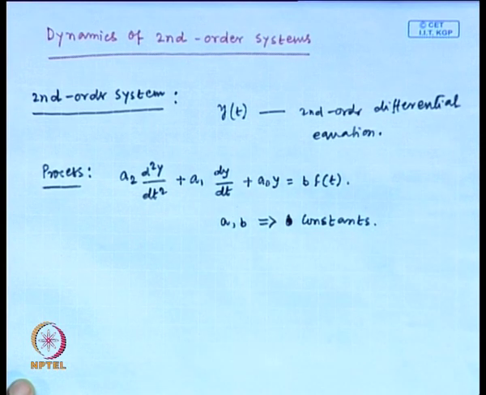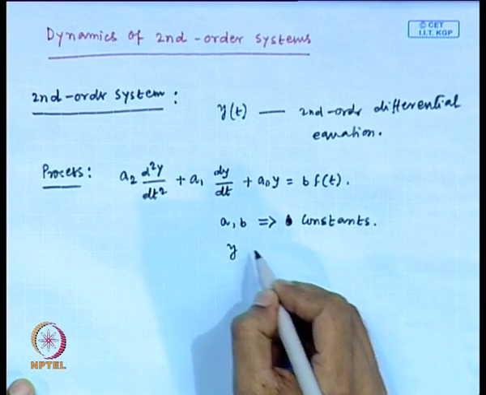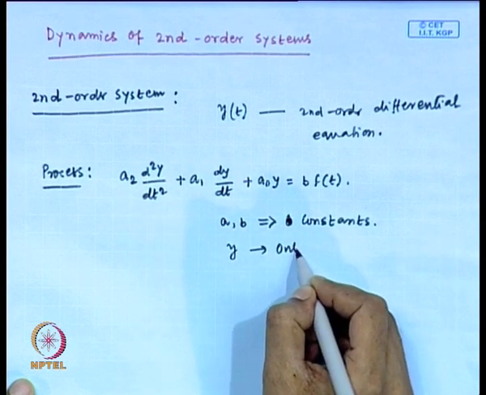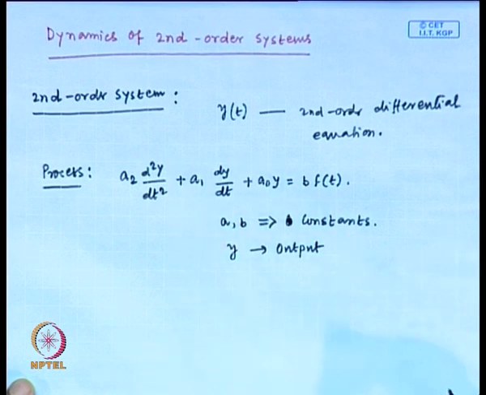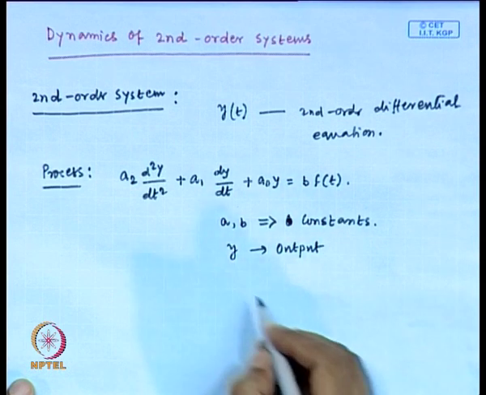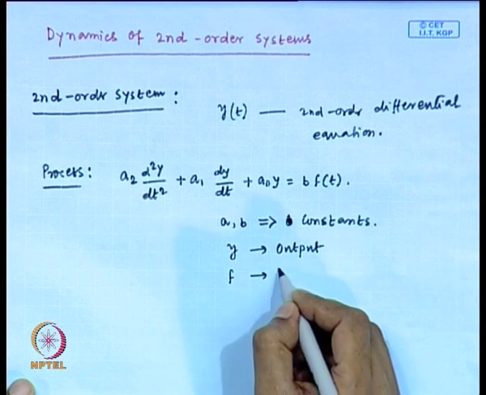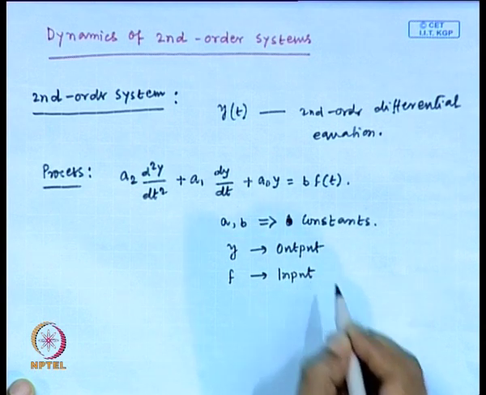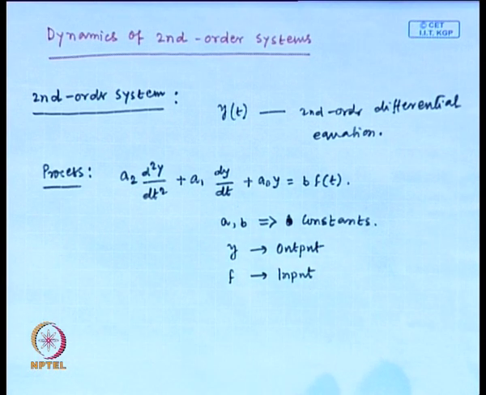Y is the output of the process, f is the input to the process. Fine.